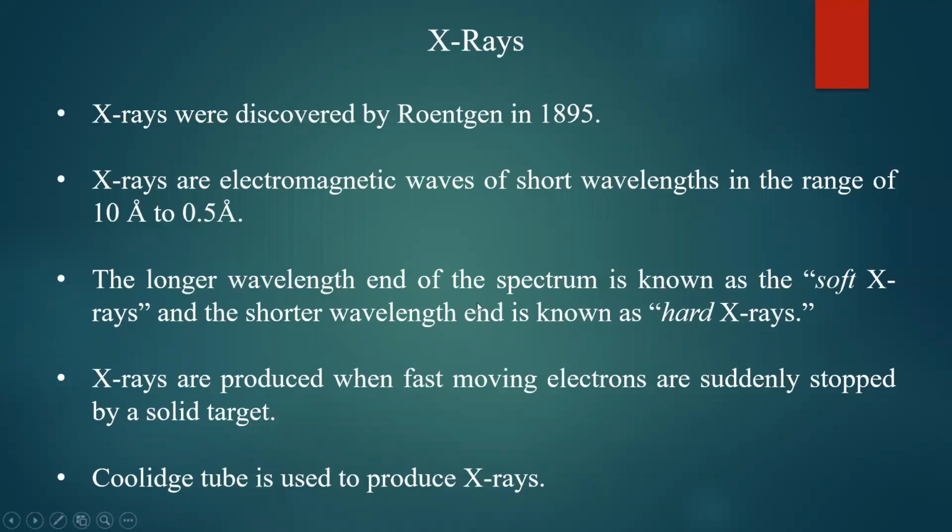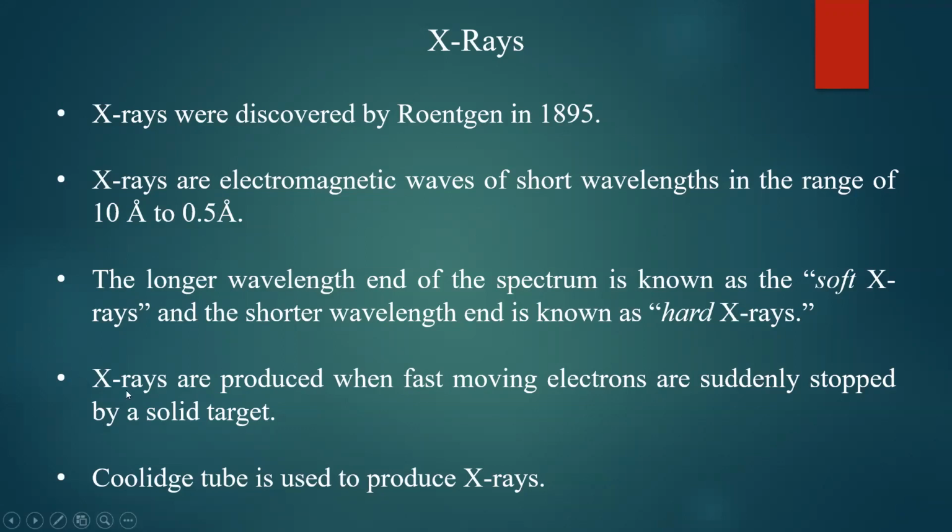The longer wavelength end of the spectrum is known as soft X-rays. Longer wavelength, that is 10 angstrom, 9 angstrom, that region is called the soft X-rays, and shorter wavelength X-rays are called hard X-rays because they have higher energy. Because the lower wavelength radiations have high energy, because they have higher frequency, and that represents the hard X-ray. Soft X-rays are the longer wavelength X-rays. The shorter wavelength X-rays are called hard X-rays.